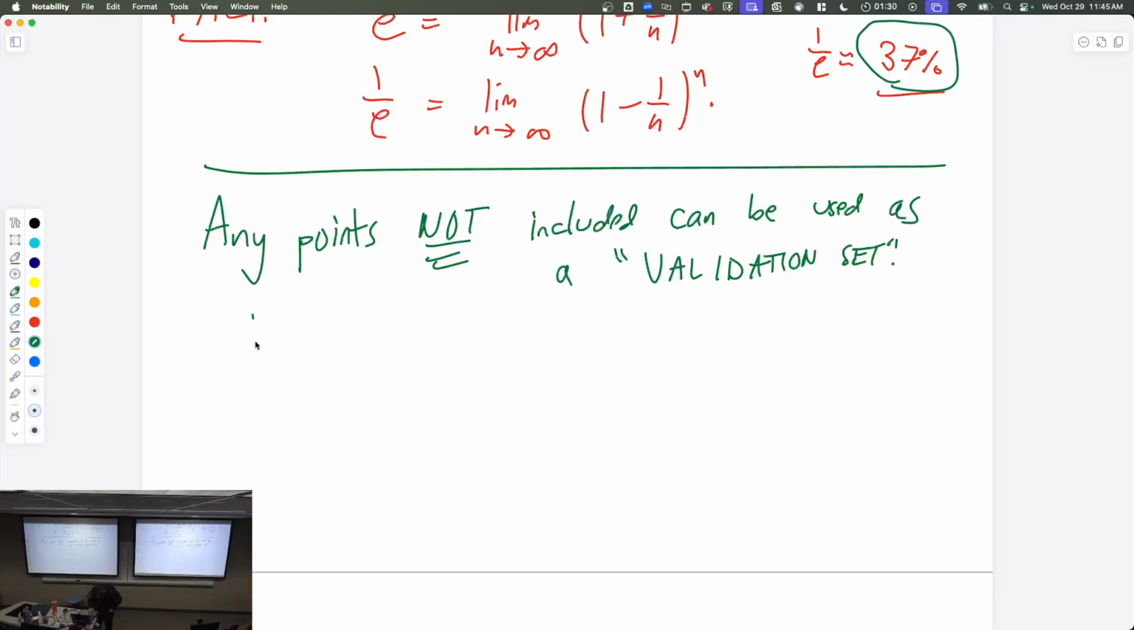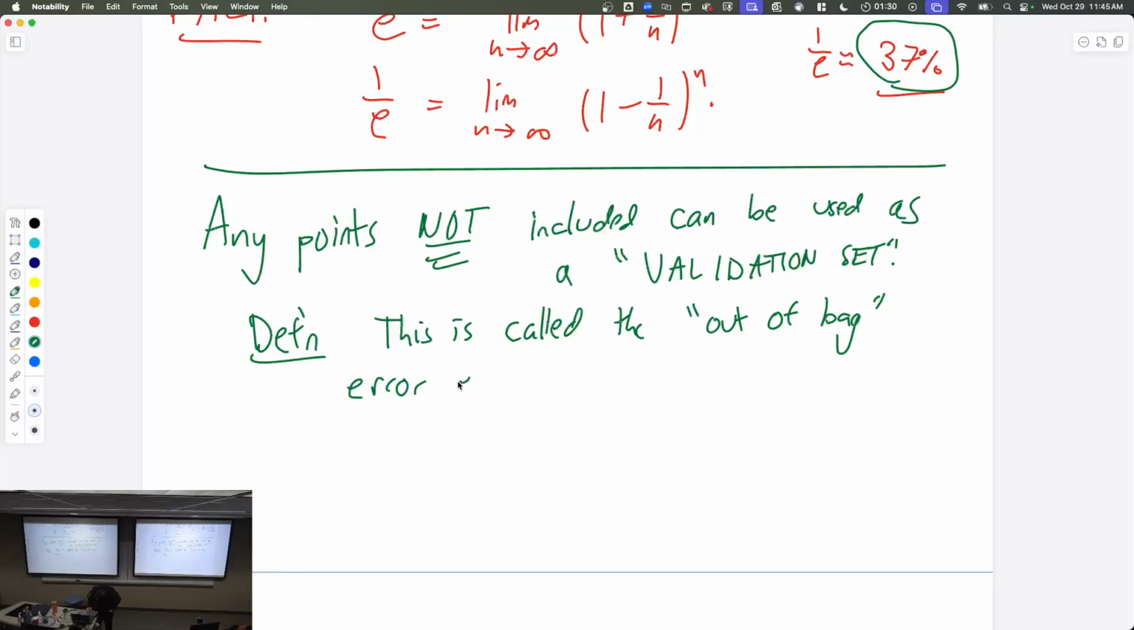So, definition. This is called the out-of-bag set. And the error estimate you get is called the, quote, out-of-bag error.